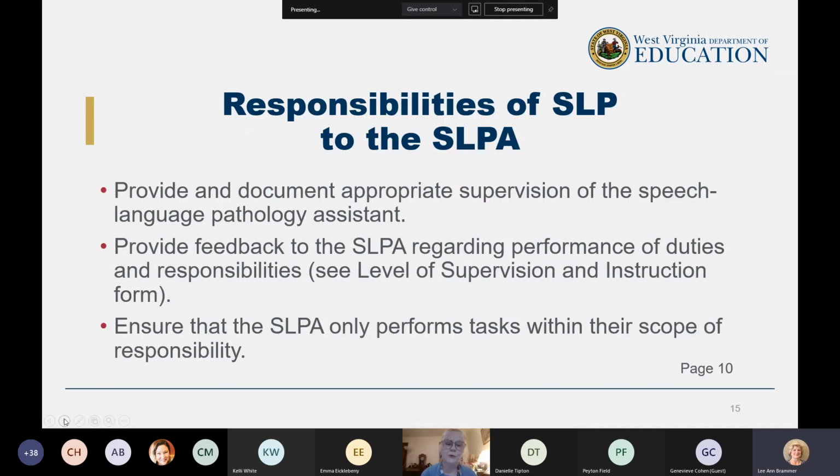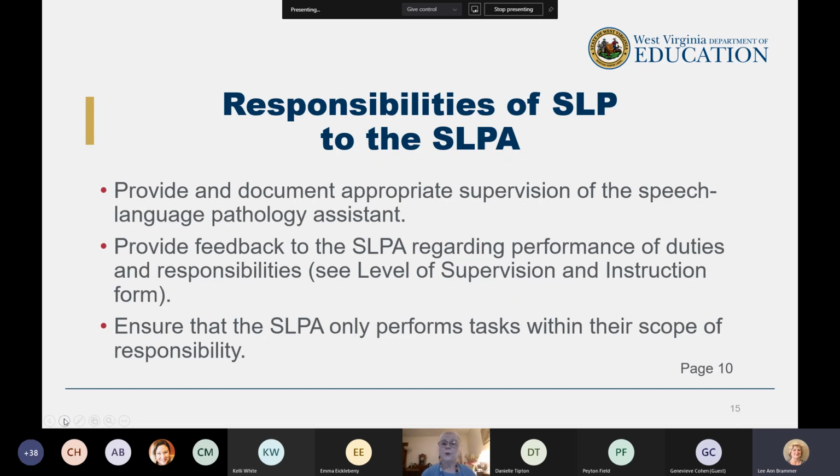And then this is key: providing feedback to the SLPA. This is not to evaluate the SLPA, but if our focus is the quality of services, then we need to talk about ways that we could all improve. In your guidance document, there is a form called the Level of Supervision and Instruction Form, and it basically outlines all of the roles and responsibilities of the SLPA. Then you together could even document their independence level on those tasks. That helps you focus on the areas that you need to work on a little bit more, or to work on together.